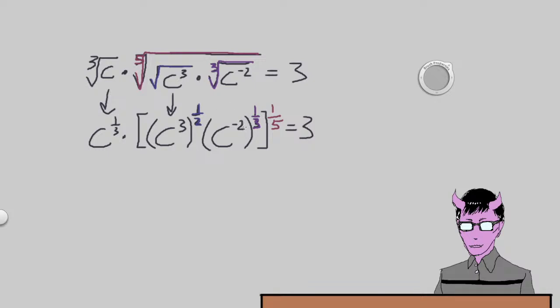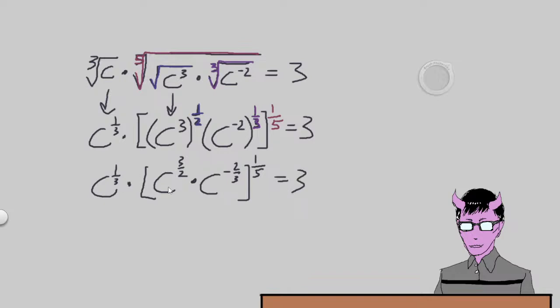So now we just have a bunch of distributive property of exponents. So distribute to that, distribute to that, and then we will distribute 1/5 to each of those afterwards. So copy paste. Distribute those on the inside, so we have 3/2, -2/3. They're being multiplied together, they are in the brackets, and they are being raised to the 1/5 power. Okay.